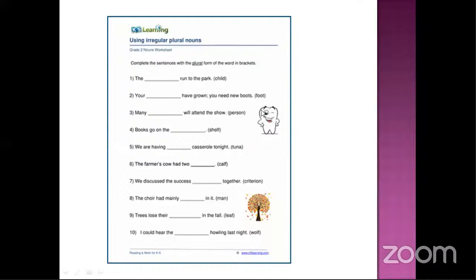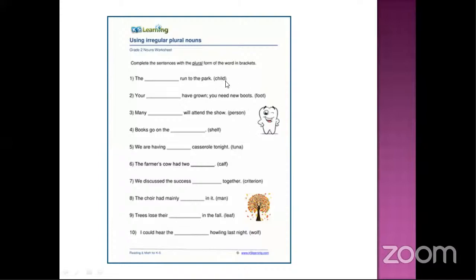Now I have mentioned a small activity. Can you do this one? Complete the sentences with the plural form of the word in brackets. Yes, you have to fill the blanks, and within brackets you have given the singular noun, and you have to change that into plural noun and fill the blanks. Now look at the first one. Can you do this quickly?